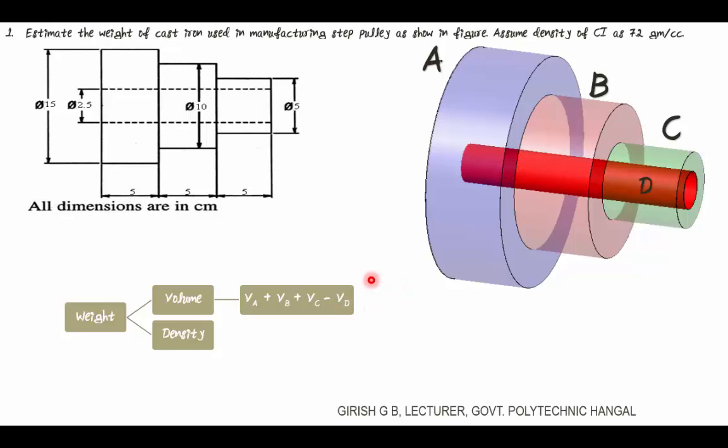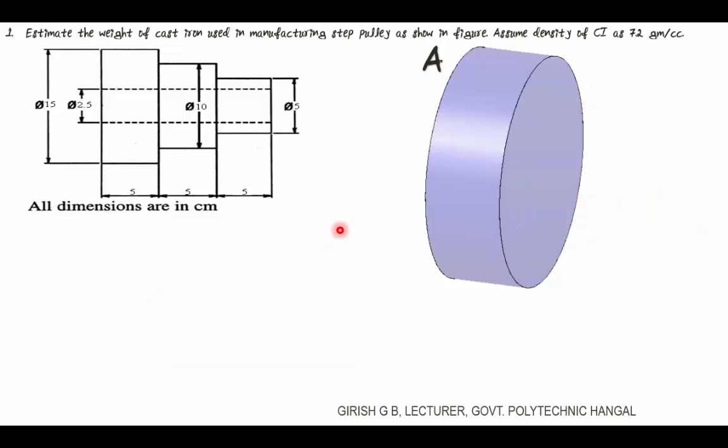Hence our first step is to determine the individual volumes, then sum them to find the total volume, then multiply with density to find the weight. Let's move to the first step, that is determination of the volume of part A.